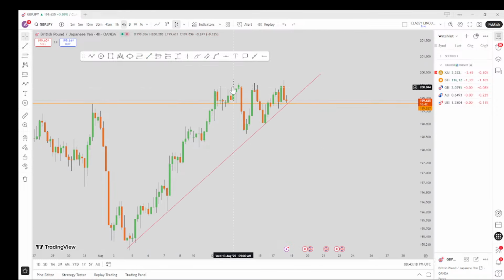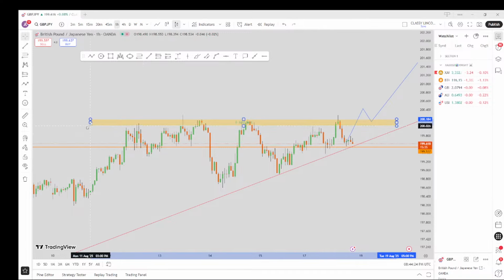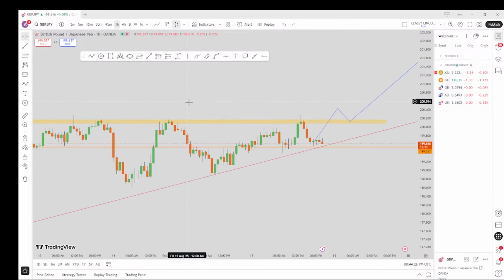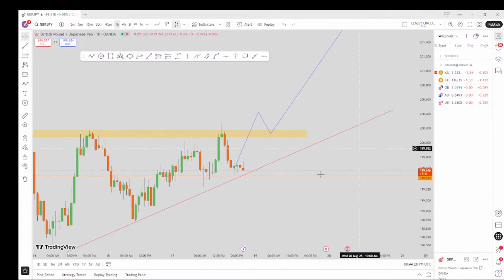Good. Now, this is what you're having on GBP JPY: looking for more buys, anticipating price will break out of the range. Then you look for extra confluence to buy from it, and refine your entry a little bit. So this is what we are anticipating on GBP JPY.